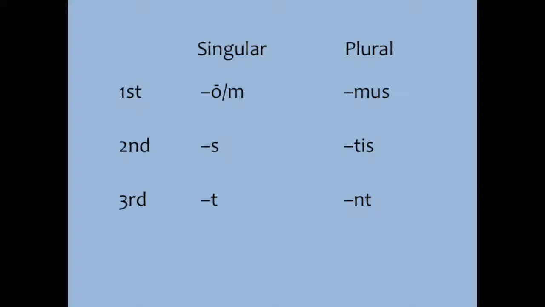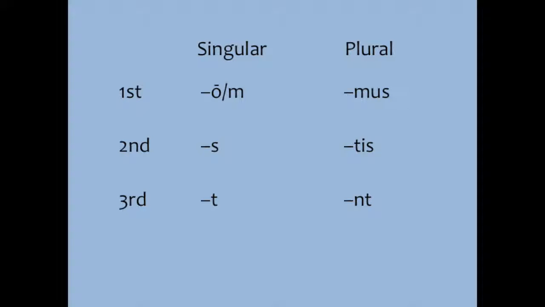So we divide up the endings into first, second, and third person, singular and plural. That is I, first person singular; we, first person plural; you, second person singular; you plural, second person plural; third person singular, he, she, or it; and then third person plural, which is they.